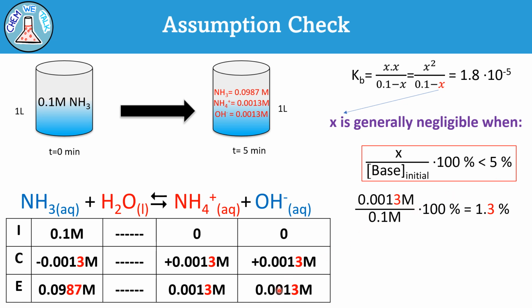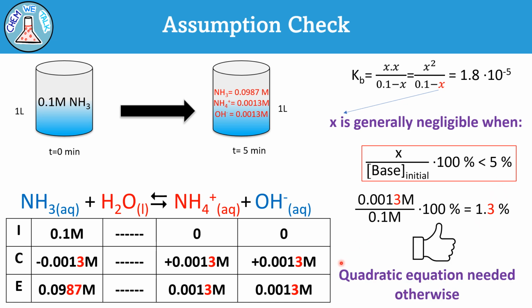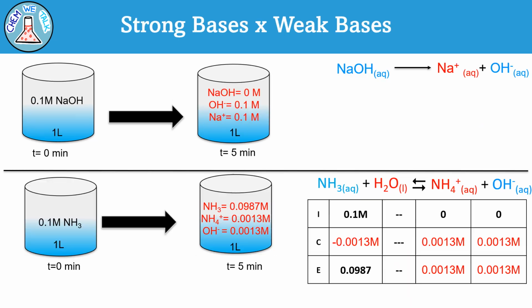So we do this, we get 0.0013 divided by 0.1 times 100, and get 1.3%. So we are below 5%, so we should be good. If that's not the case, we're going to need to use a quadratic equation.